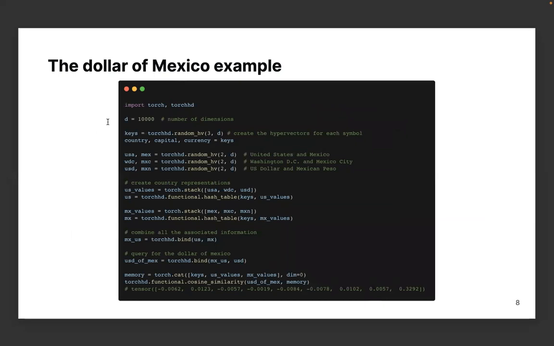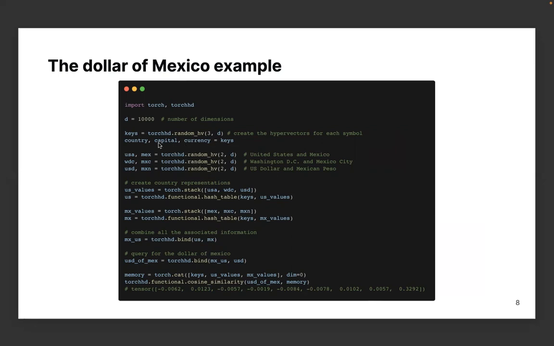So this is a famous example, the dollar of Mexico from Kanerva, where he tried to find out, given two structures of key value pairs that describe both countries, he specified the country, capital, and currency of both countries. Then what would be the equivalent currency in the Mexican dictionary, or dictionary that is equivalent to the US dollar in the first dictionary.